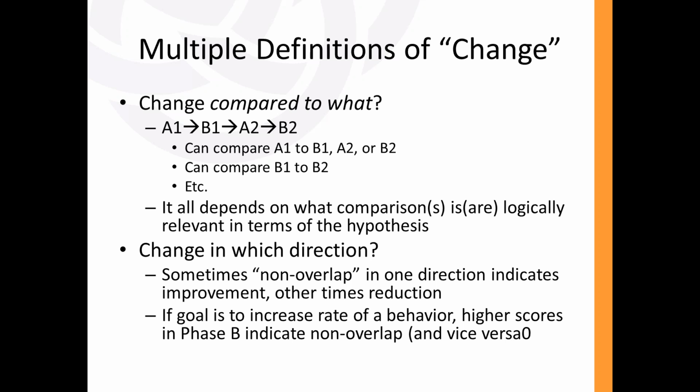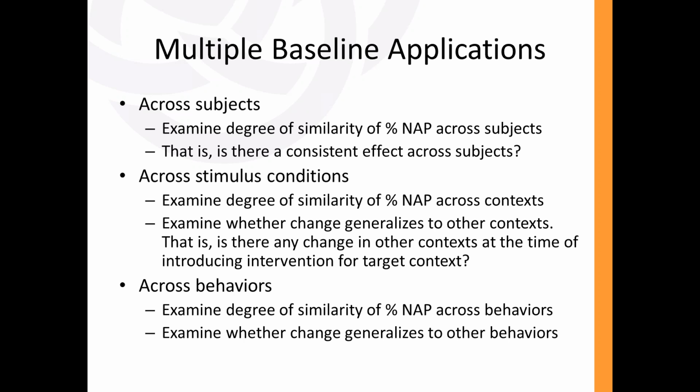Okay, so we can see that there are applications here for reversal designs, right? The AB type of design, or any kind of combination of reversals. But for multiple baseline, there are also applications that come in 3 different flavors, right? You can have multiple baselines across subjects, across stimulus conditions, and across behaviors. I don't know if you guys covered that earlier today. If I can get some nods or some shakes. Yes? Okay, good. So I don't have to go into that.